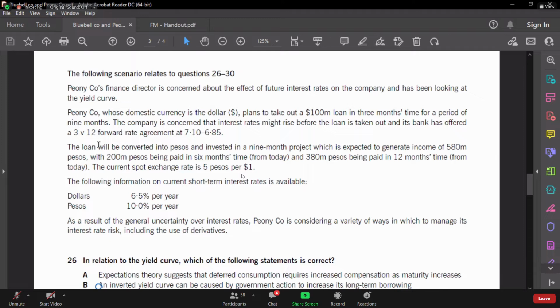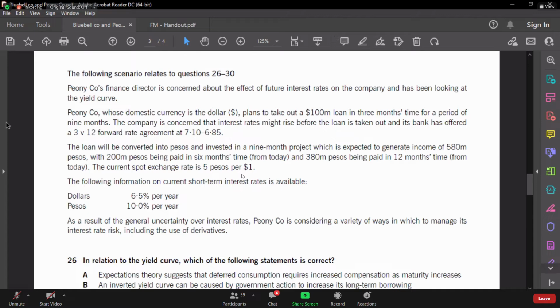Guys, do you know how to solve this? It's an objective case study question. So how do you start? Peony Company's finance director is concerned about the effect of, okay. So what are they doing? They're going to take out a 100 million loan in 3 months' time for a period of 9 months. So this is a suitable FRA.